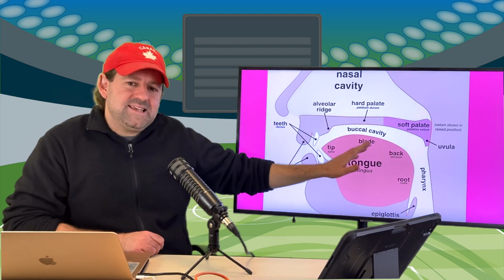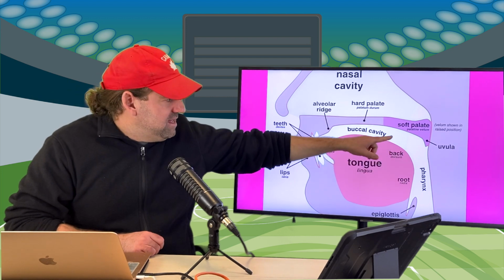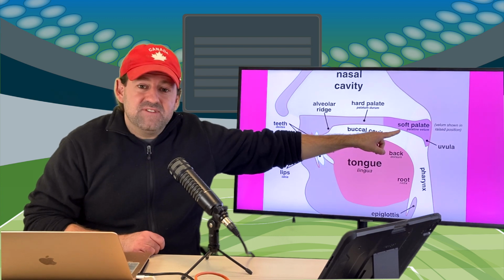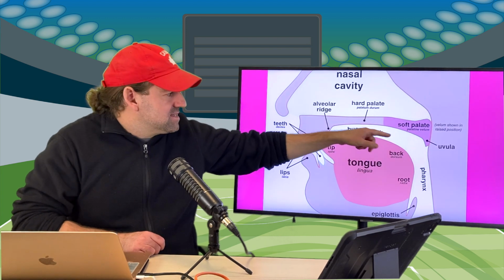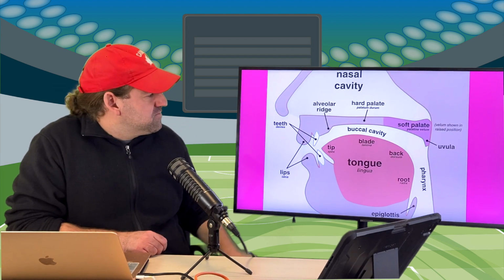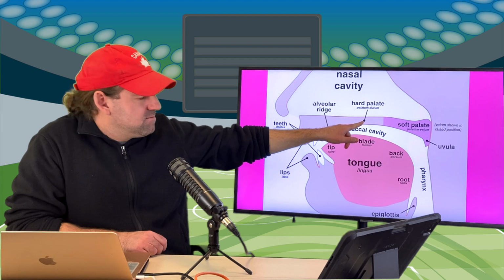So when we say the k sound, we make it at this part right here, which is called the velum. Okay, that part, it's also called the soft palate. The soft palate. Okay, so here's the hard palate.